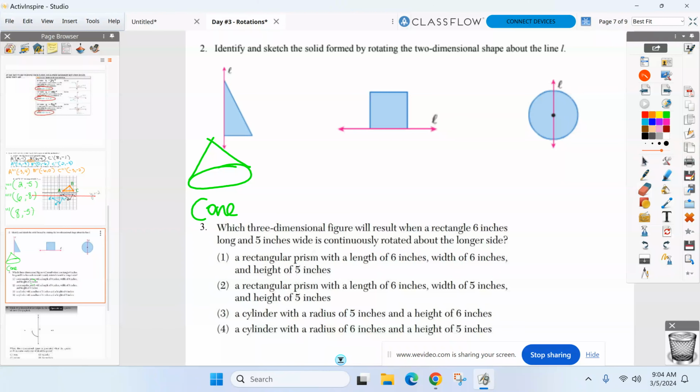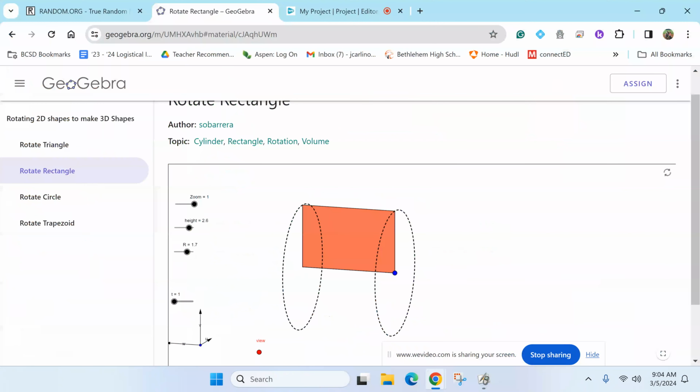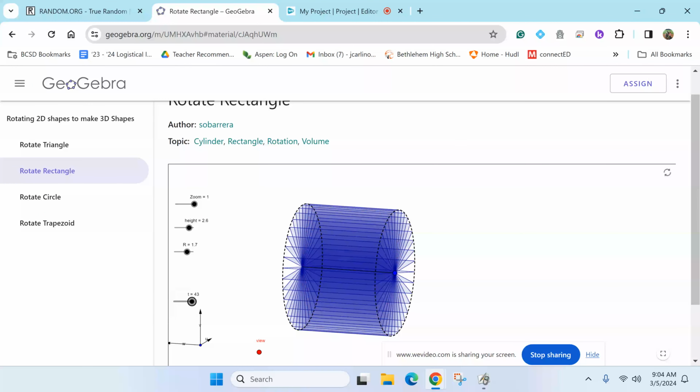So that's when I rotate a triangle. All right, what happens if I rotate a square or a rectangle? It could be either a square or a rectangle. So now I'm taking line L, cranking that thing around and around. Predictions? What's that 3D object called when I do a rectangle or a square? Cylinder. Yes, that's called the cylinder.